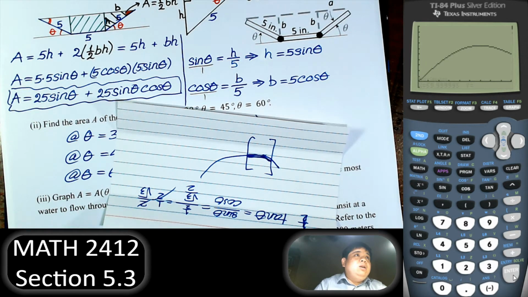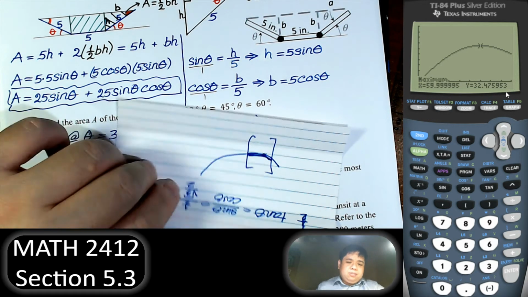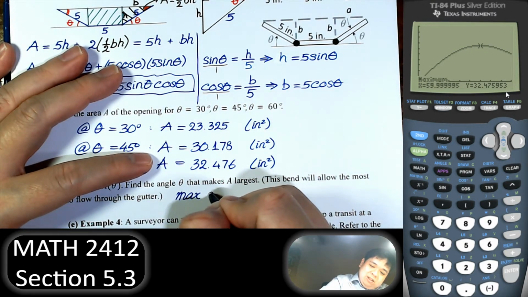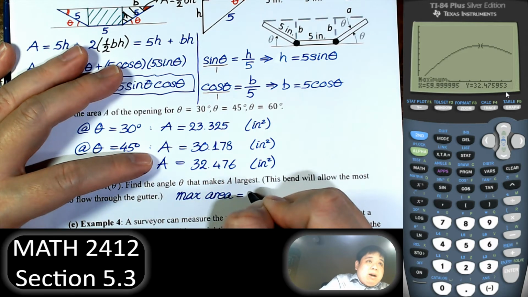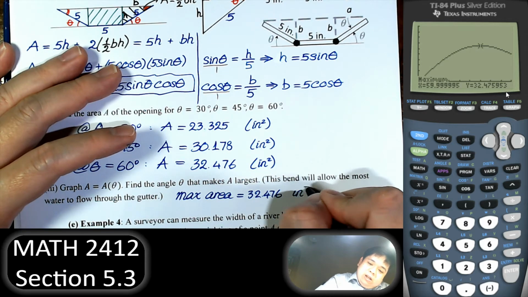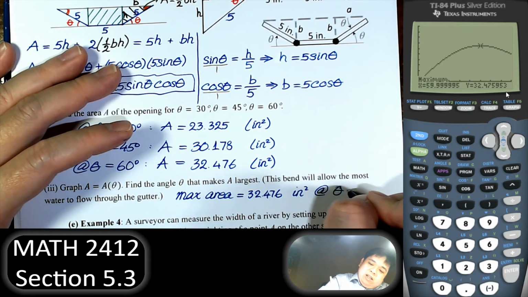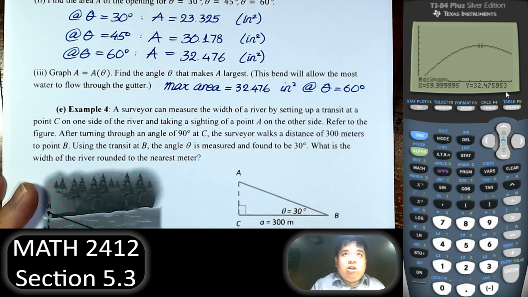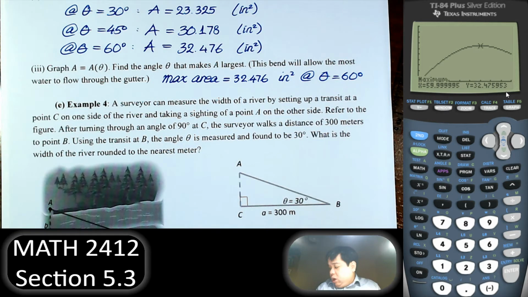It will go to this, of course, as good as 60, so that will be 60 and about that. So the max area is about 32.476 inches square when theta is equal to 60 degrees. Yeah, in this case we just use the calculator. If we want to get the exact number, it requires calculus, so we're not going to do that here.